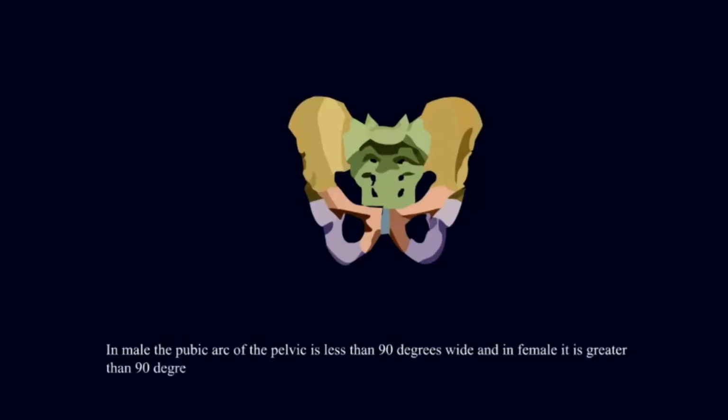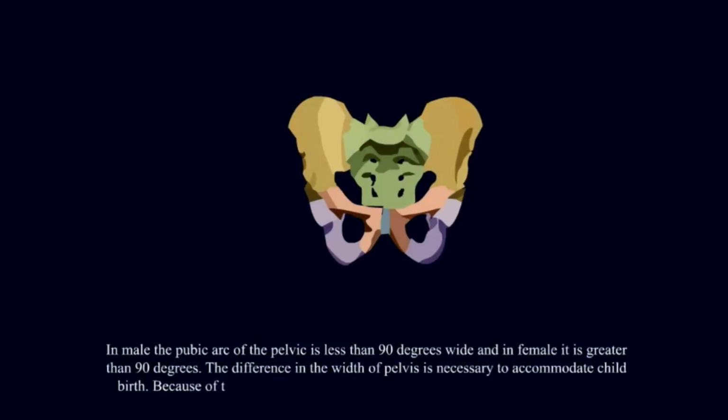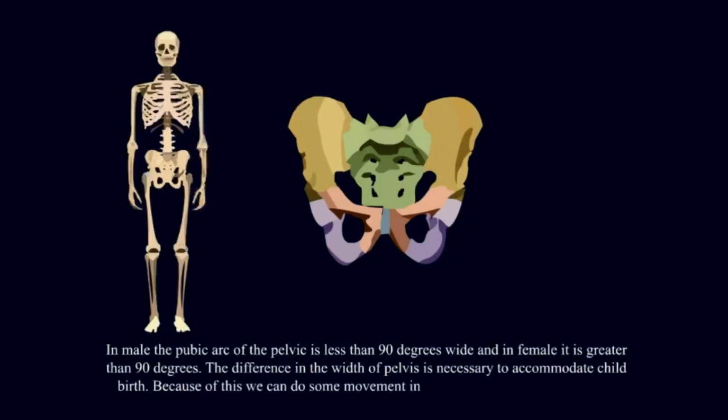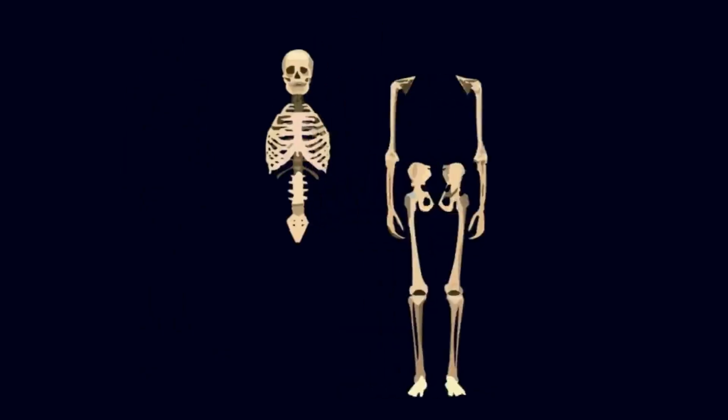In male, the pubic arc of the pelvis is less than 90 degrees wide, and in female, it is greater than 90 degrees. The difference in the width of pelvis is necessary to accommodate childbirth. Because of this, we can do some movement in the shoulder part and in the hip part. That's all about the division.